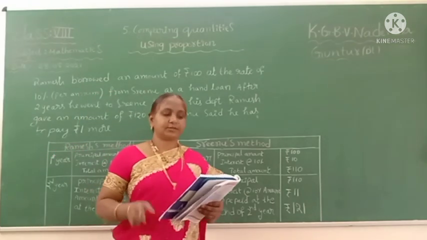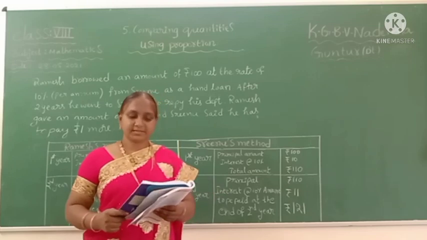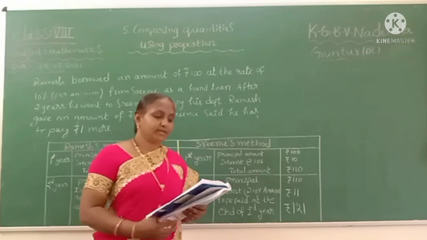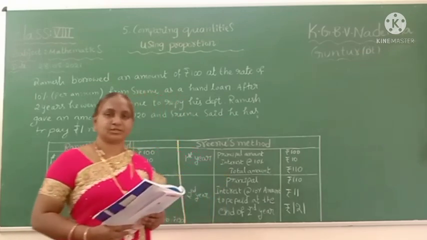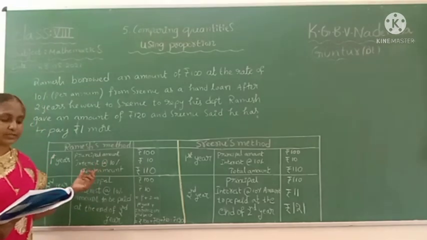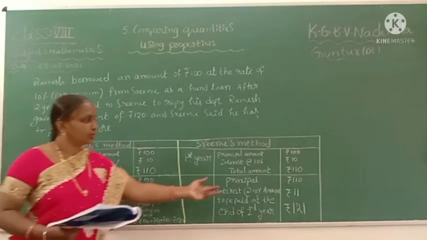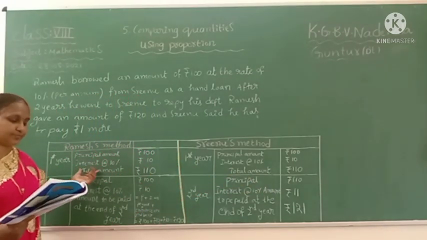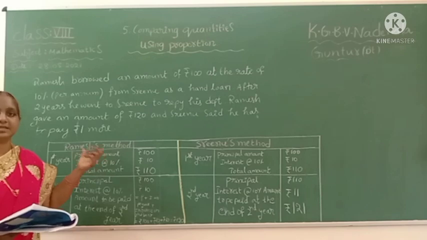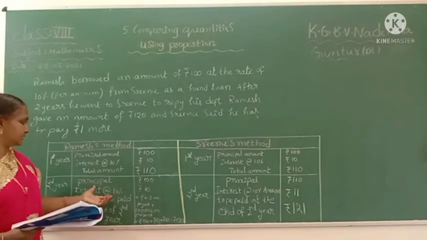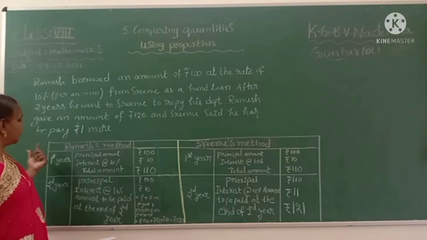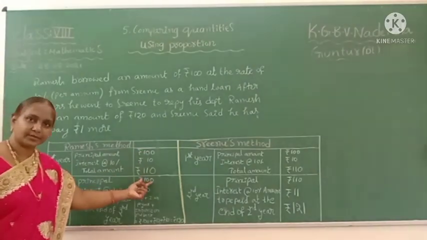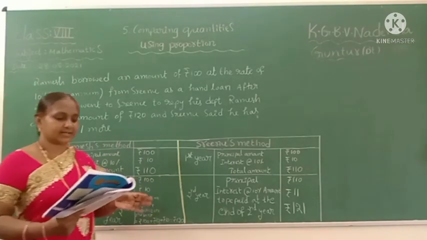The difference in the two methods is 1 rupee. Why is there a difference in both the methods? You can easily observe that while calculating interest for the second year, Ramesh took principal amount 100 rupees, whereas Srinu took 110 rupees. We call the interest calculated by Ramesh simple interest. Why? Because for the first year principal is 100 rupees and for the second year he also takes 100 rupees. This method is called simple interest method.